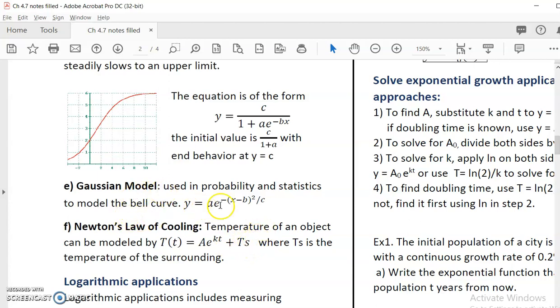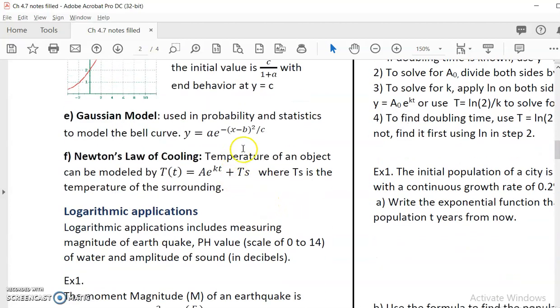The Gaussian model is used to model the bell curve, and we know the bell curve has the equation a e to the negative x squared over something. That is used in probability and statistics.